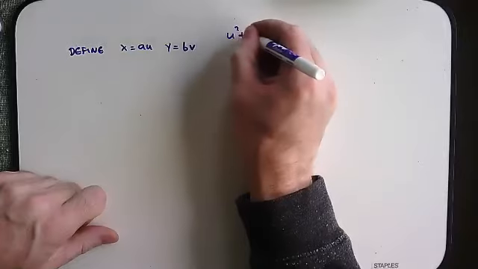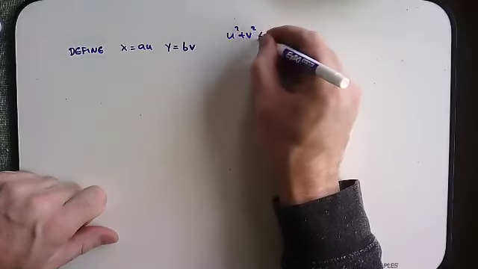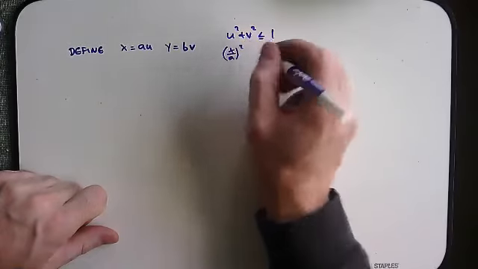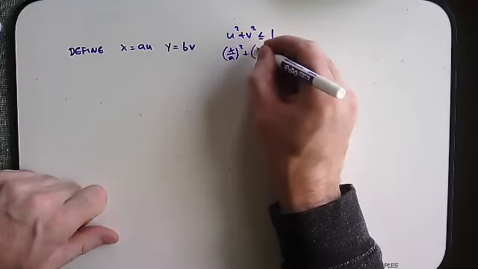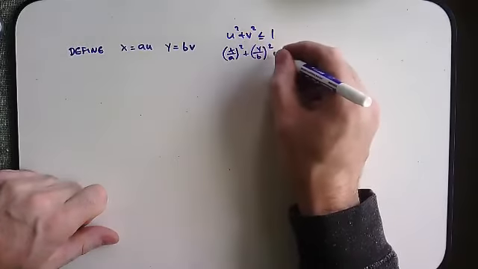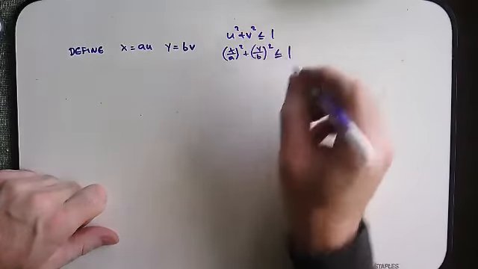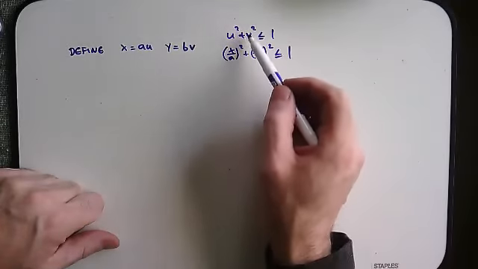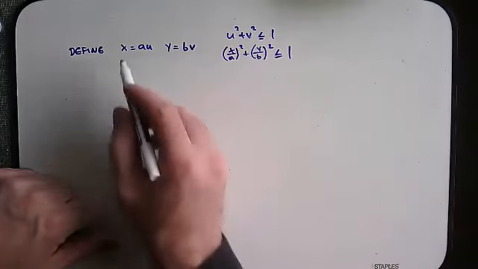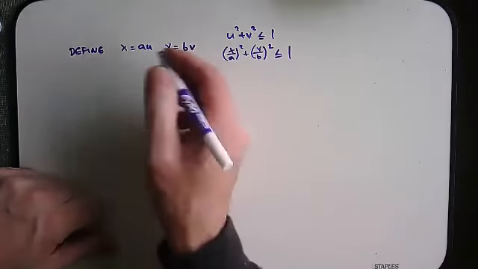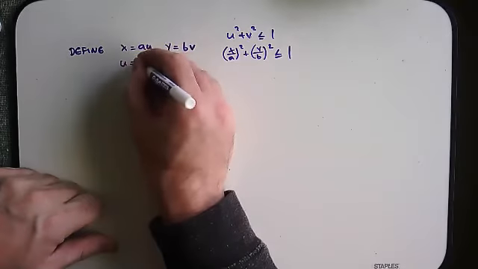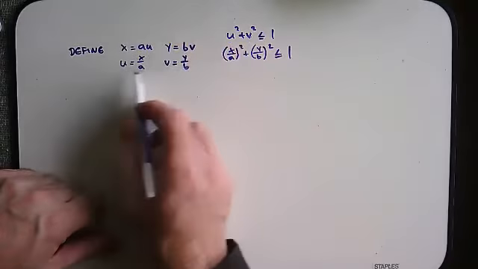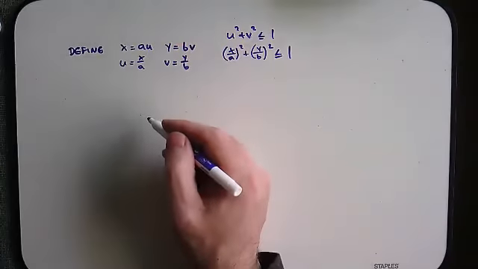So we have u squared plus v squared is less than or equal to 1. And then we have this ellipse, (x over a) squared plus (y over b) squared is less than or equal to 1. And what we can see is that these are very much in the same form if we let u equal x over a and if we let v equal y over b. So this mapping here, x equals a times u, is the same as saying u equals x over a and v equals y over b, right? So that very clearly shows where these two things came from.